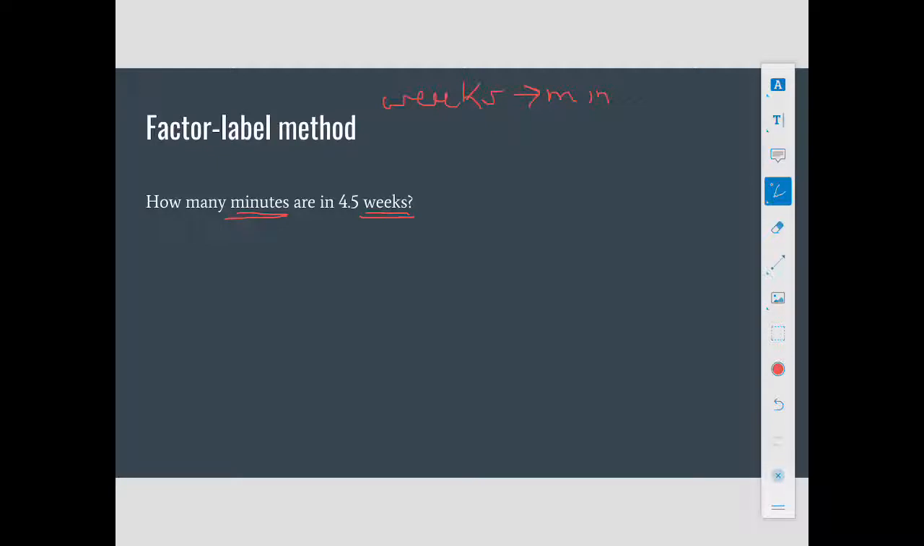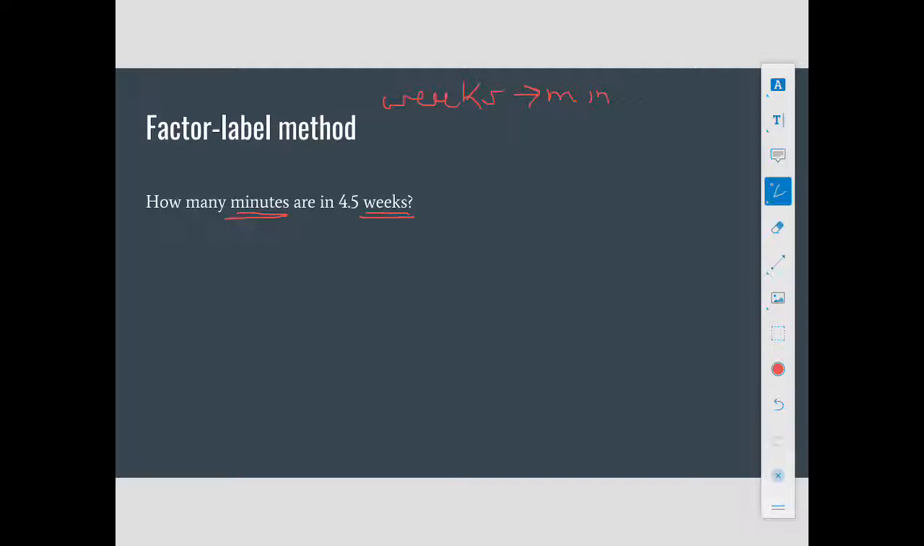Now, I don't know how many minutes are in a week. I just don't know that off the top of my head. But I do know how many days are in a week, how many hours are in a day, and how many minutes are in an hour. And so I can set my conversion up to help me get through each of those as a step, so I can eventually end up in minutes.